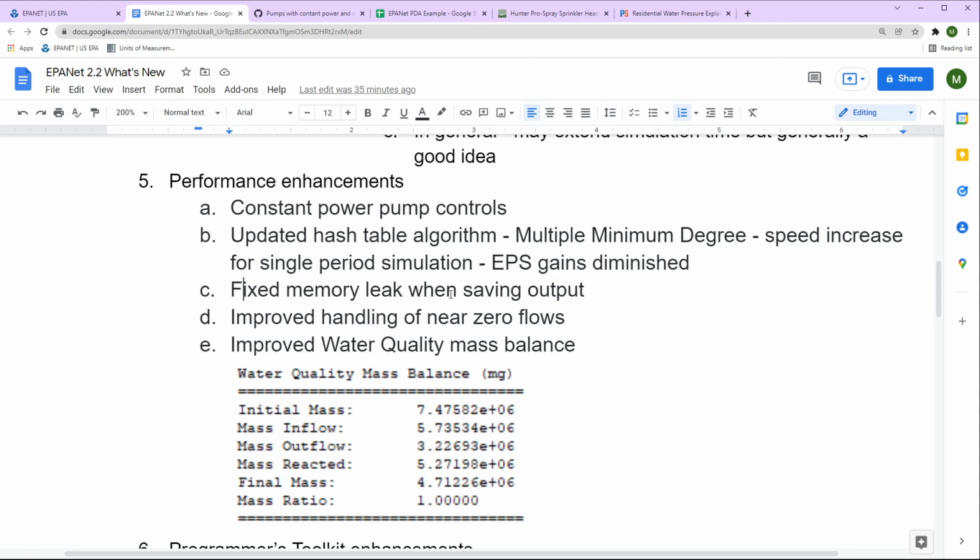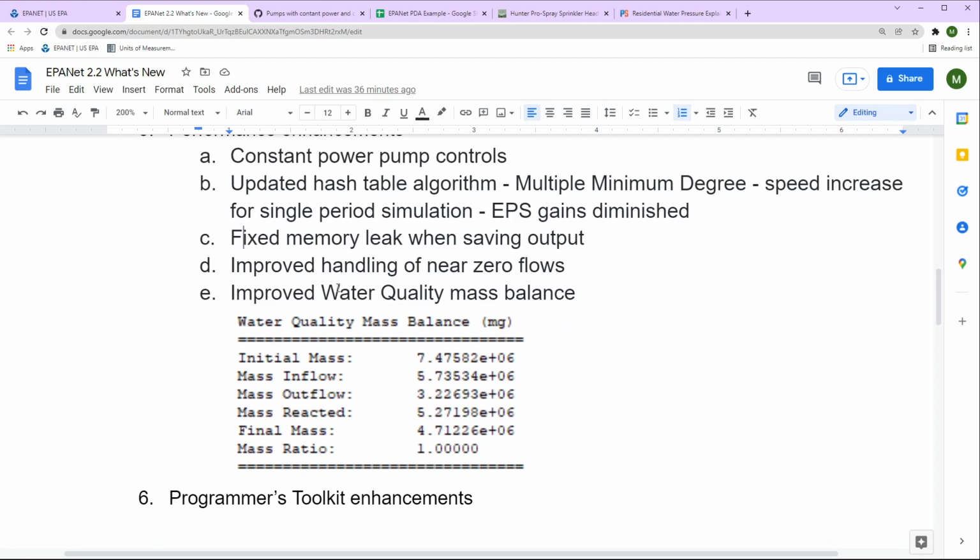Also, fixed a memory leak when saving output. I don't know that I've ever experienced any issues with that that I can remember, but some people must have seen that problem, and I'm glad they found that and fixed that, because memory leak issues are kind of hard to troubleshoot.